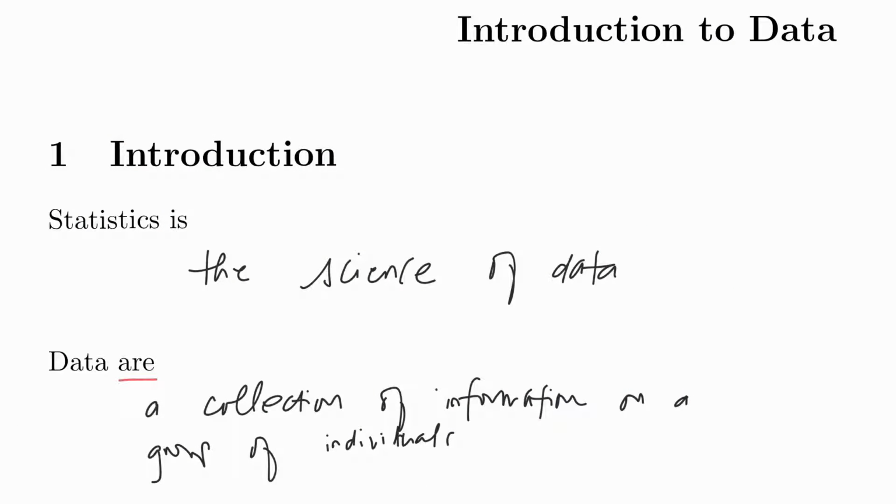Okay, so here's one possible definition. You might think of data as a collection of information on a group of individuals. Now, I'm being intentionally vague here. Information can be anything. It can be numeric values, it can be categories, it can be any sort of information that you think might provide some insight on the research question at hand. And a group of individuals can be individual people, it can end up being animals, it can be items, it's really whatever you're trying to study.